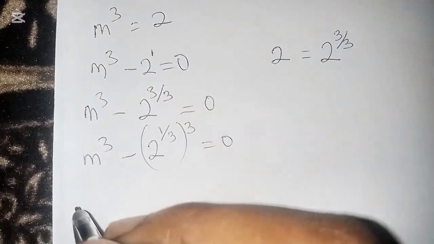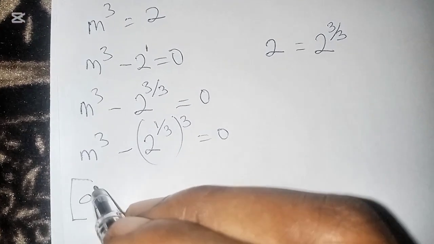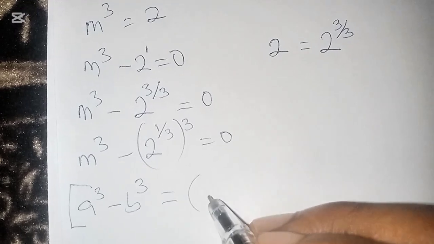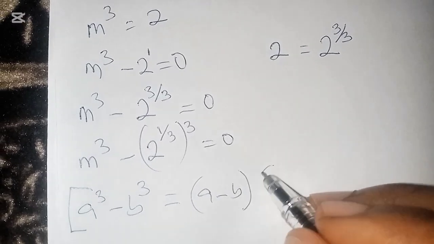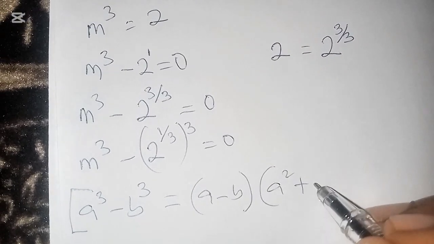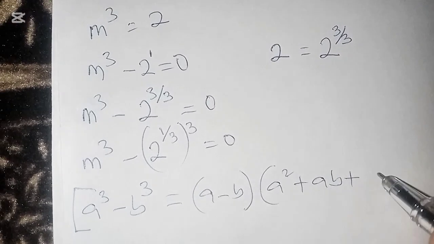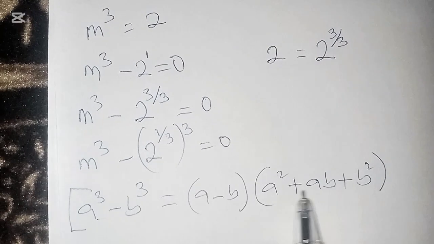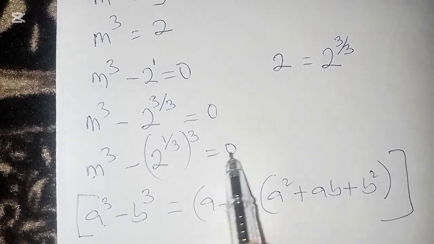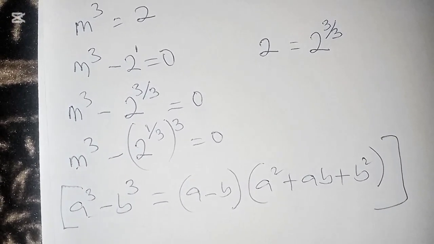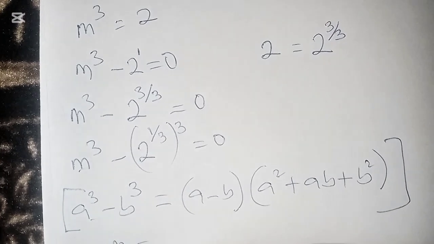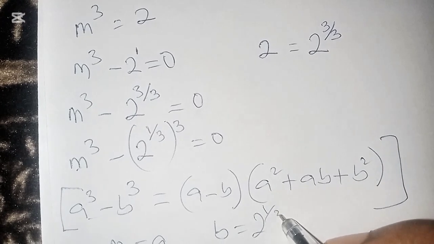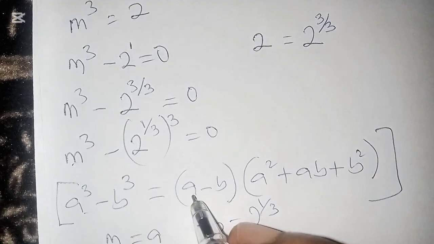Right about now we're going to use the expansion method we were taught in school. A to the power of 3 minus b to the power of 3 is expanded in this form: a minus b in bracket and another bracket a squared plus ab plus b squared. So using this, we're going to expand that. Wherever I see a, I'm going to put m, and wherever I see b, I'm going to put 2 to the power of 1 over 3.